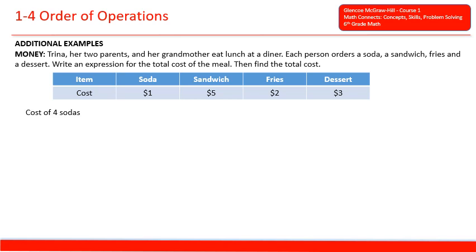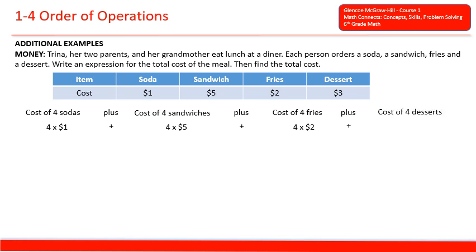So cost of 4 sodas. Sodas are $1, so it's 4 times $1. Plus the cost of 4 sandwiches, so 4 times $5, and plus cost of 4 fries, so that's 4 times $2, plus cost of 4 desserts, so that's 4 times $3. We're going to condense that expression again, just so it's easier for us to do the math.